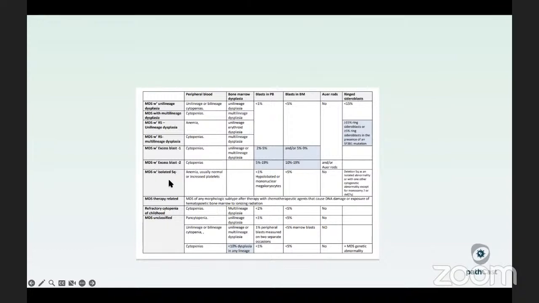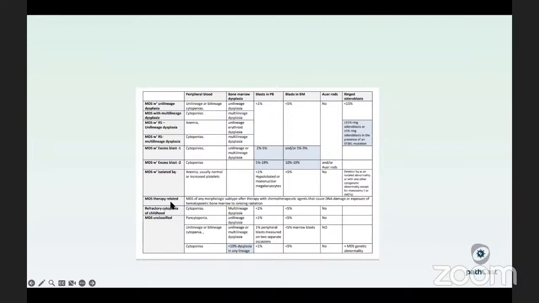MDS with isolated 5q. That's a common question. The board loves this question. Anemia, usually there is thrombocytosis or increased platelets, usually elderly females, and they have isolated 5q deletion. It can be isolated or with one other cytogenetic abnormality, except if we have monosomy 7 or deletion 7. If you have both deletion 5q and monosomy 7, you cannot call it isolated 5q deletion. They have hypolobated or mononuclear megakaryocytes, and they are characteristic for this type.